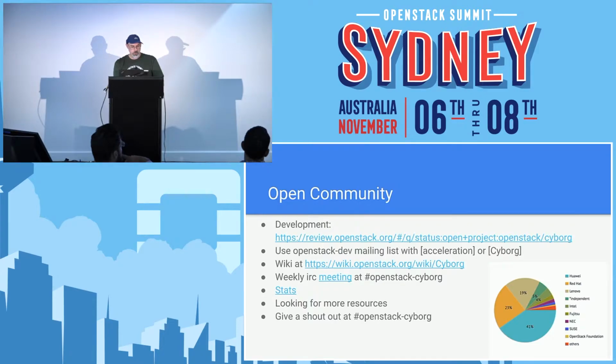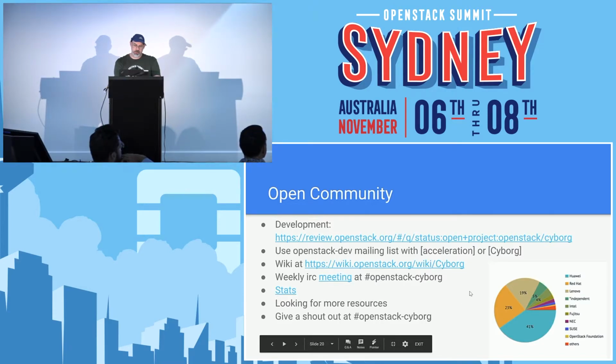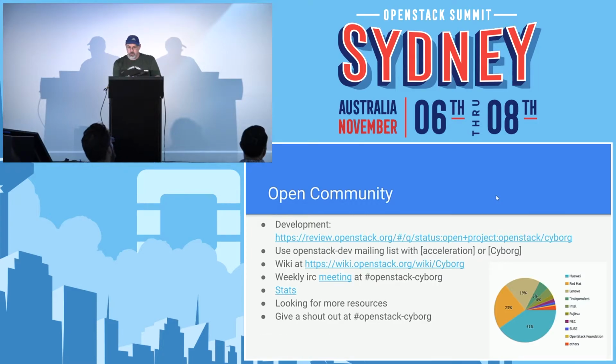So it is an open community. They are building it just like a normal OpenStack project. There's a bunch of stuff that you can review on OpenStack.org. You can use the OpenStack-dev mailing list with acceleration or Cyborg. There's a wiki that has just about everything I presented, but in a lot more detail. They meet once a week. And you can see that they already have quite a good variety of companies working on it: Huawei, Red Hat, Lenovo, that's who I work for, a bunch of independents, Intel, Fujitsu, and so on.